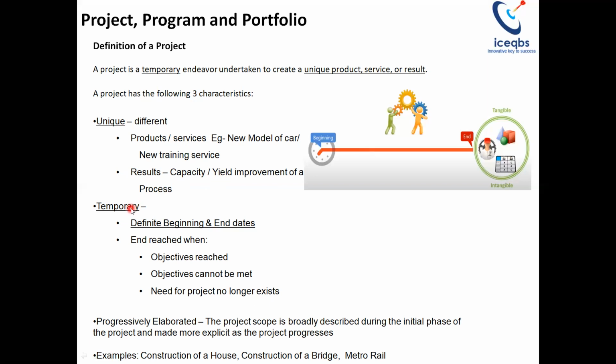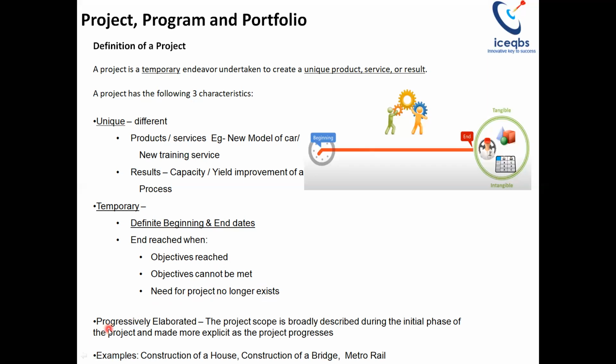The second characteristic of a project is that it is temporary in nature. Temporary means it has a definite beginning and end date. Temporary does not mean that it is of a shorter duration. Even a project can go on for 20, 25 years, but we call it temporary because it has a definite beginning and end date. So the end of a project is reached when the objectives are reached, or we realize that the objectives cannot be met, or the need for the project no longer exists.